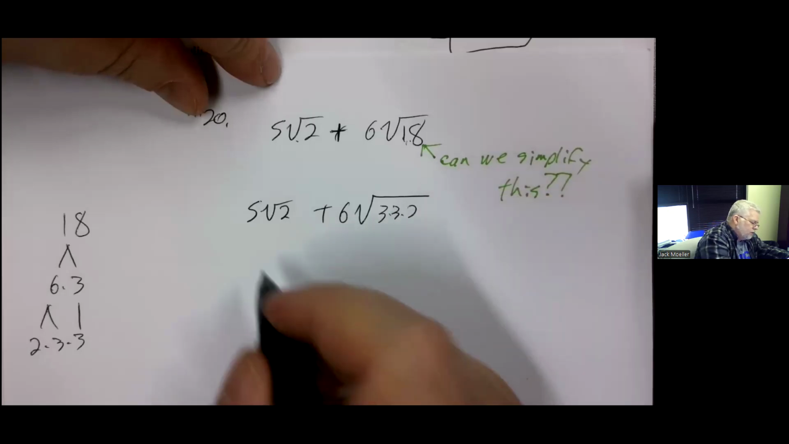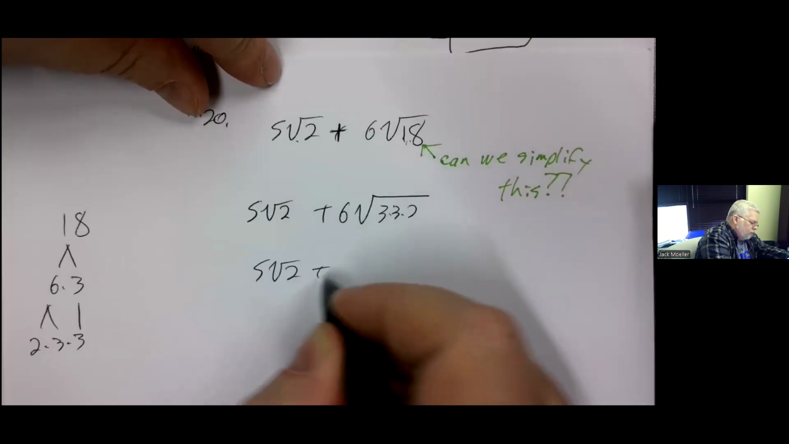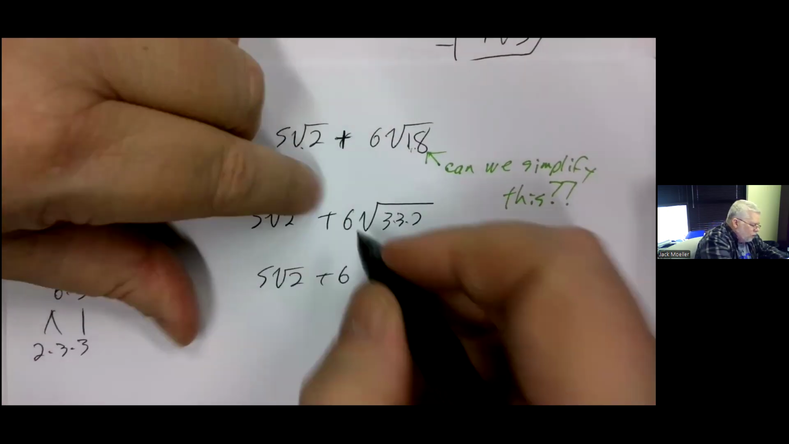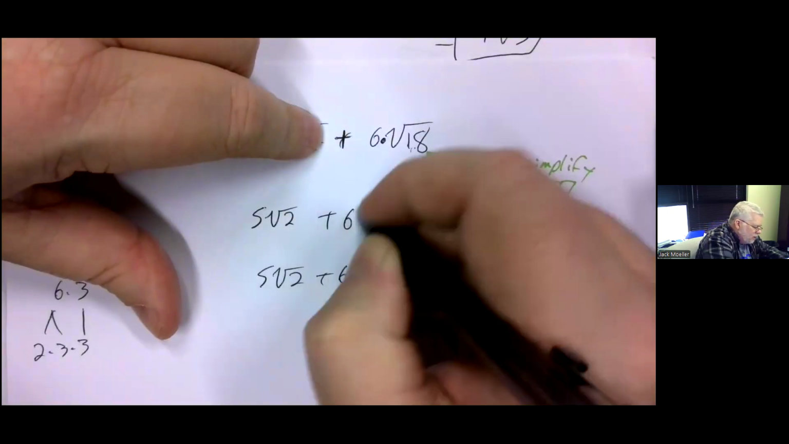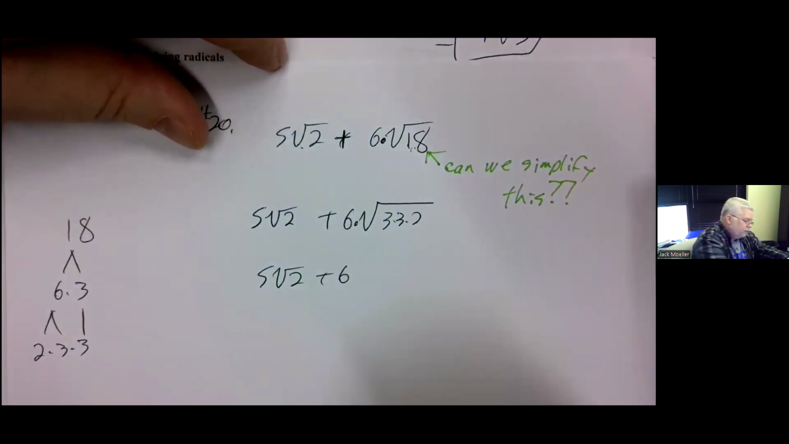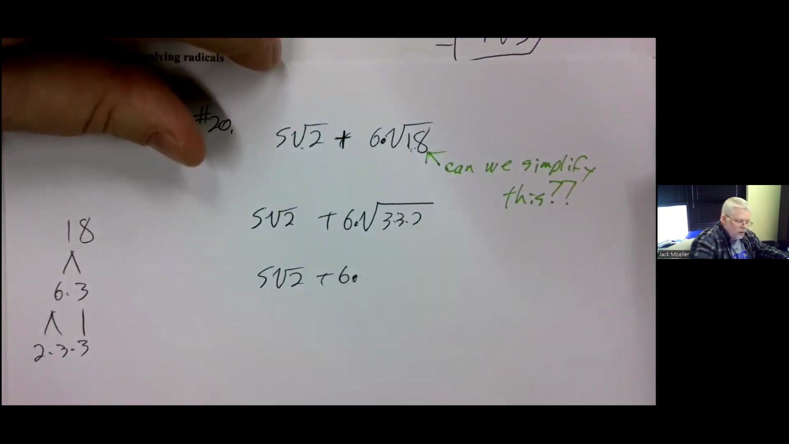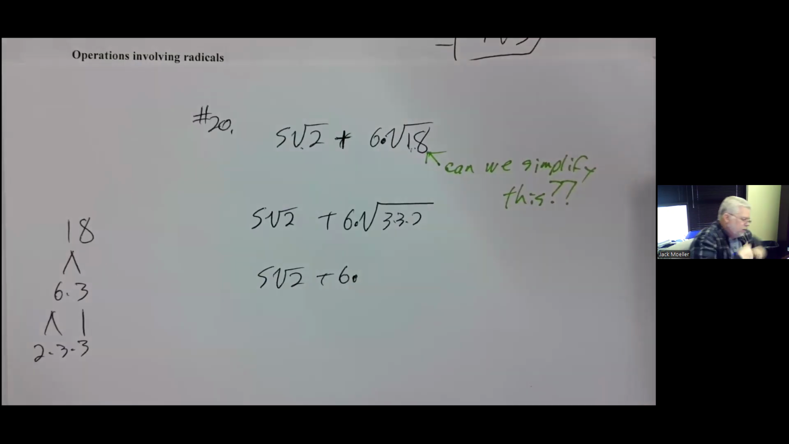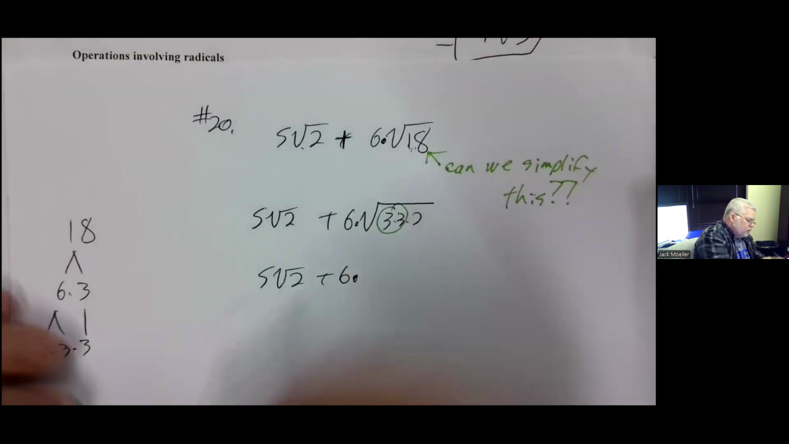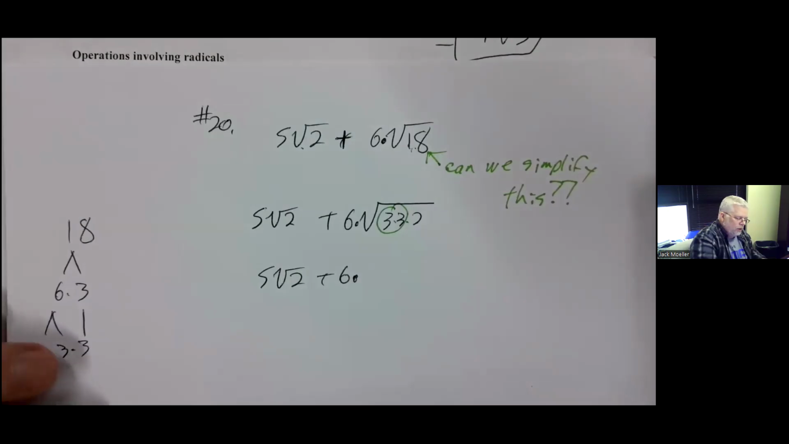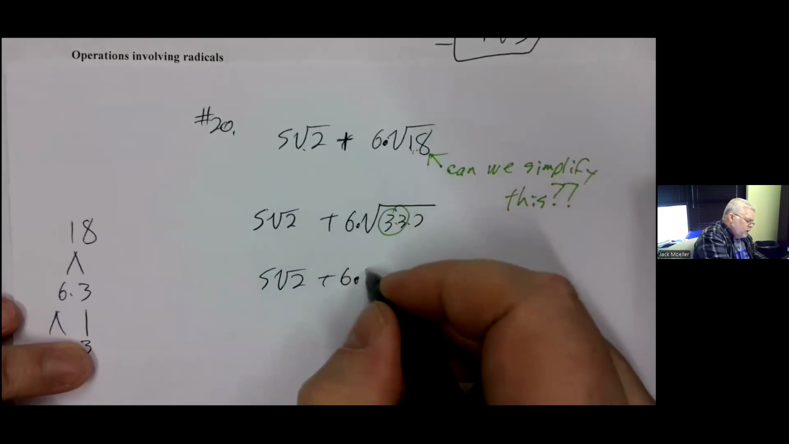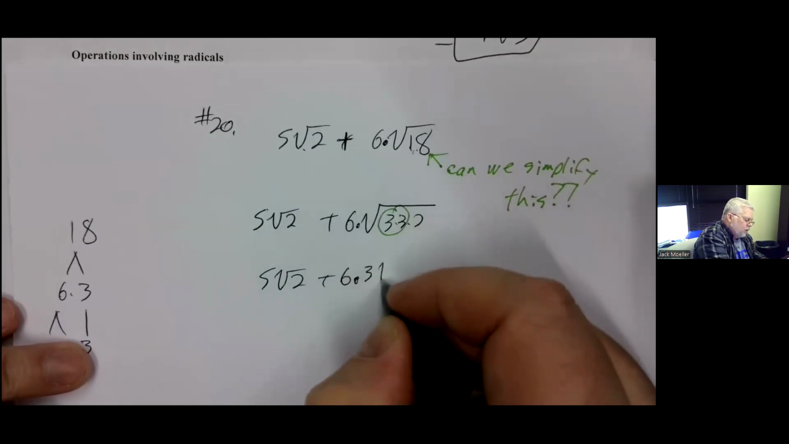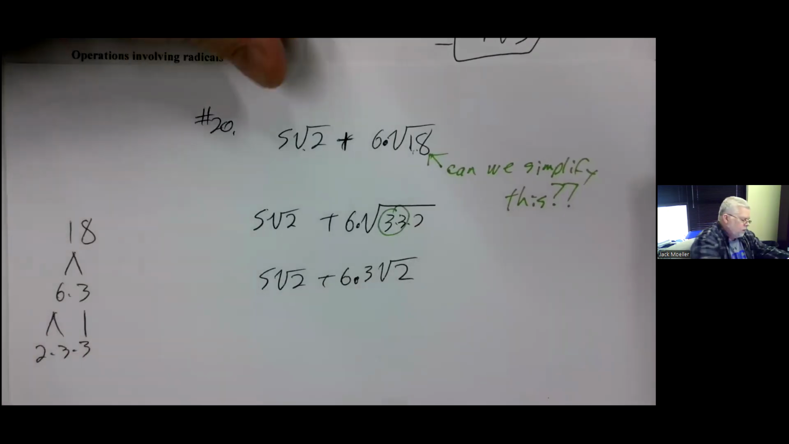So how does that simplify? Well, first of all, that is 6 times square root of 18, so you may want to put that multiplication dot there. But how do we simplify that square root of 18? Well, we have the square roots, we're looking for pairs. We have a pair of 3s. You pull that 3 out. So it becomes 6 times 3, and then we have square root of 2 left over.